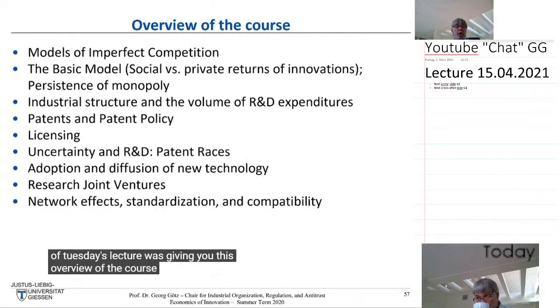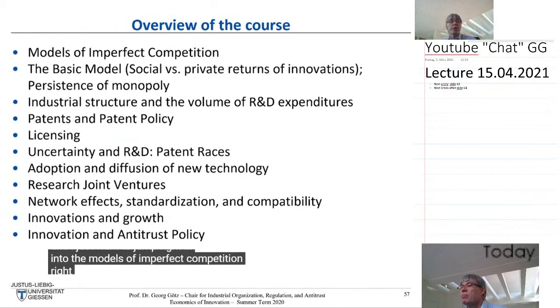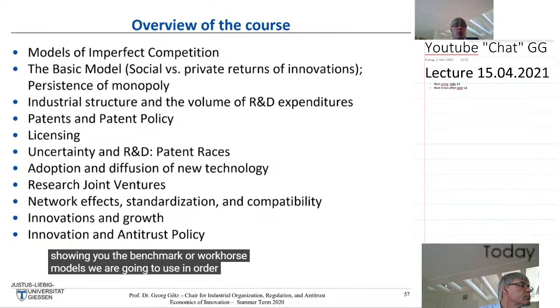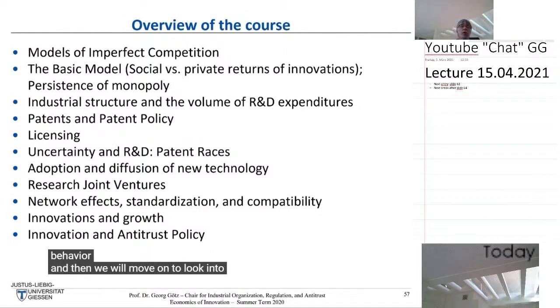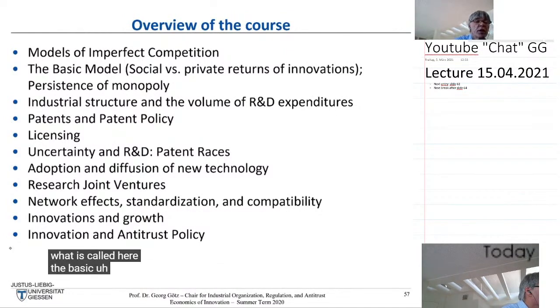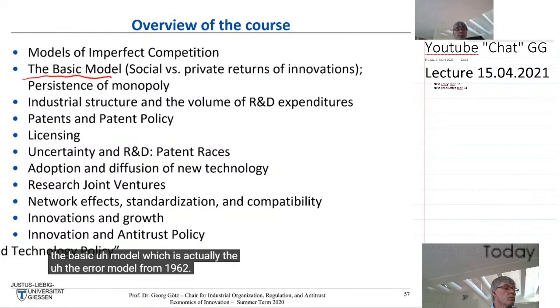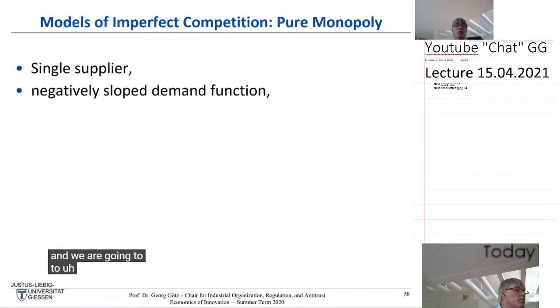of the course. And I just want to jump right into the models of imperfect competition right now, showing you the benchmark or workhorse models we are going to use in order to analyze research and development behavior and activities of firm and innovative behavior. And then we will move on to look into what is called here the basic model, which is actually the Arrow model from 1962. Okay, so hopefully the stream works, and we are going to move on to these models of imperfect competition.